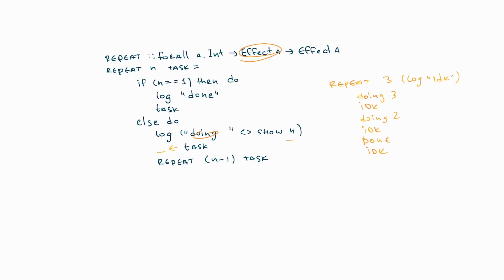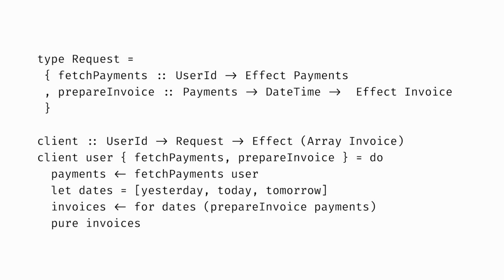Let's go back to our domains. If we return to the payments domain and sketch out a more complex client, here we use a service pattern. It's not very documented and not very restrictive, but if you're coming from the OOP world, it's pretty much just an interface. So we have some type, an interface with two functions, fetch payments and prepare invoices.